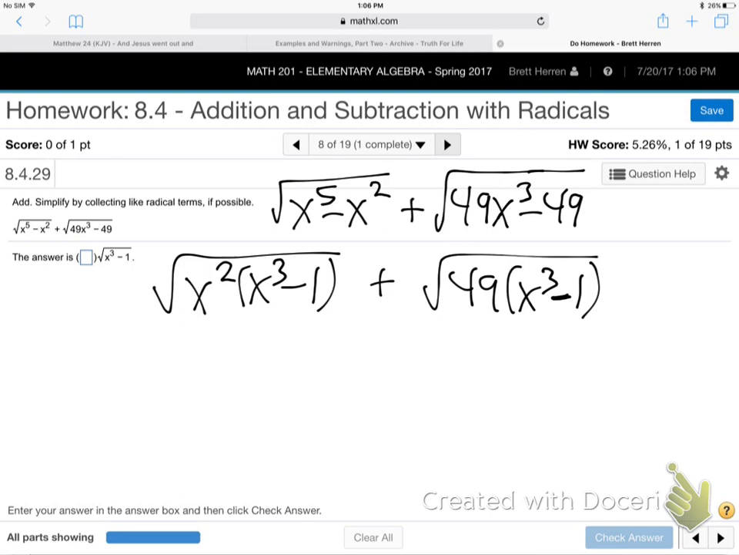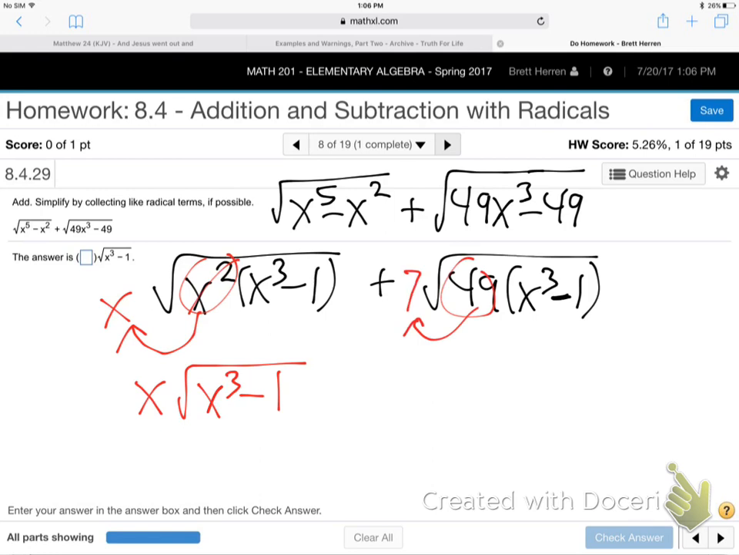Now, can we do more? Well, what's the square root of x squared? It's 2 in, 1 out. So x comes to the front. It's gone. 2 in, 1 out. And same thing with the 49. The root of 49 brings out a 7. Everybody good there? So far, so good. Square root of 49 is 7. Square root of x squared is x. Those come to the front, come out.